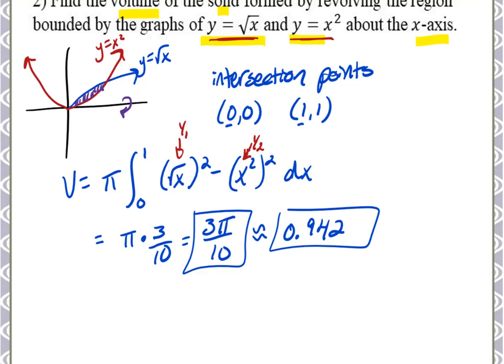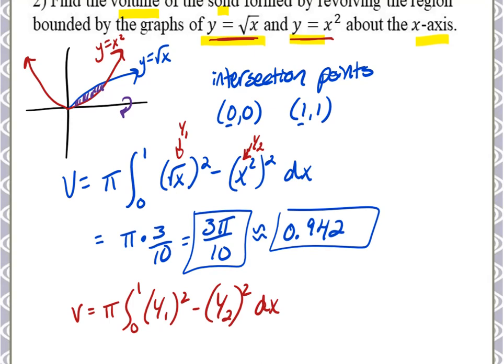And so then in your calculator, from the home screen, you can do that math9 command. So you'll do pi times the integral from 0 to 1 of y1 squared minus y2 squared dx. And if you don't include the pi, then you're going to end up getting the 3 pi over 10. If you do multiply then by pi, you'll get the 0.942.